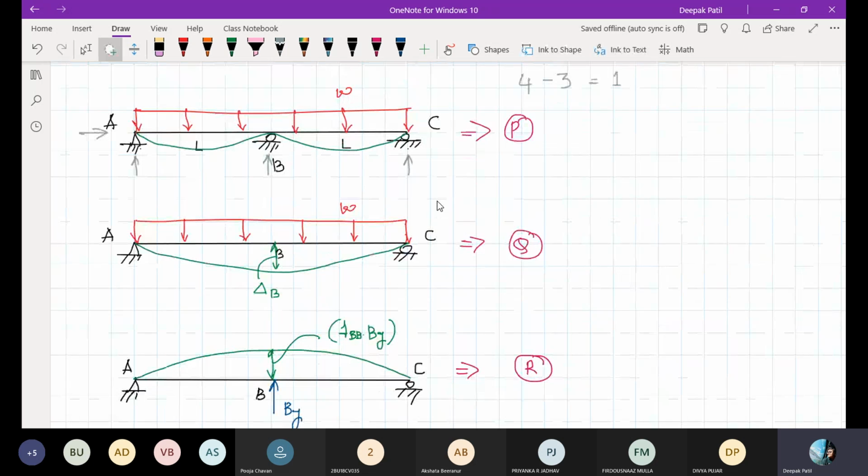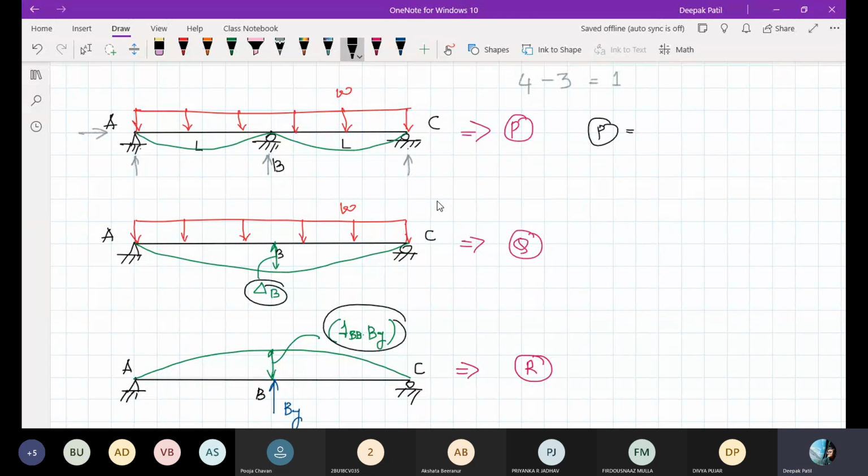Now if you see these 3 structures P, Q and R. In structure P at point B, we have 0 deflection. Yes or no? There is no deflection at point B in structure P. In structure Q at the same point, we have a deflection of delta B. Now in structure R at the same point, that is at B, the deflection is FBB into By. So if I try to write it like this, P is equal to Q plus R.